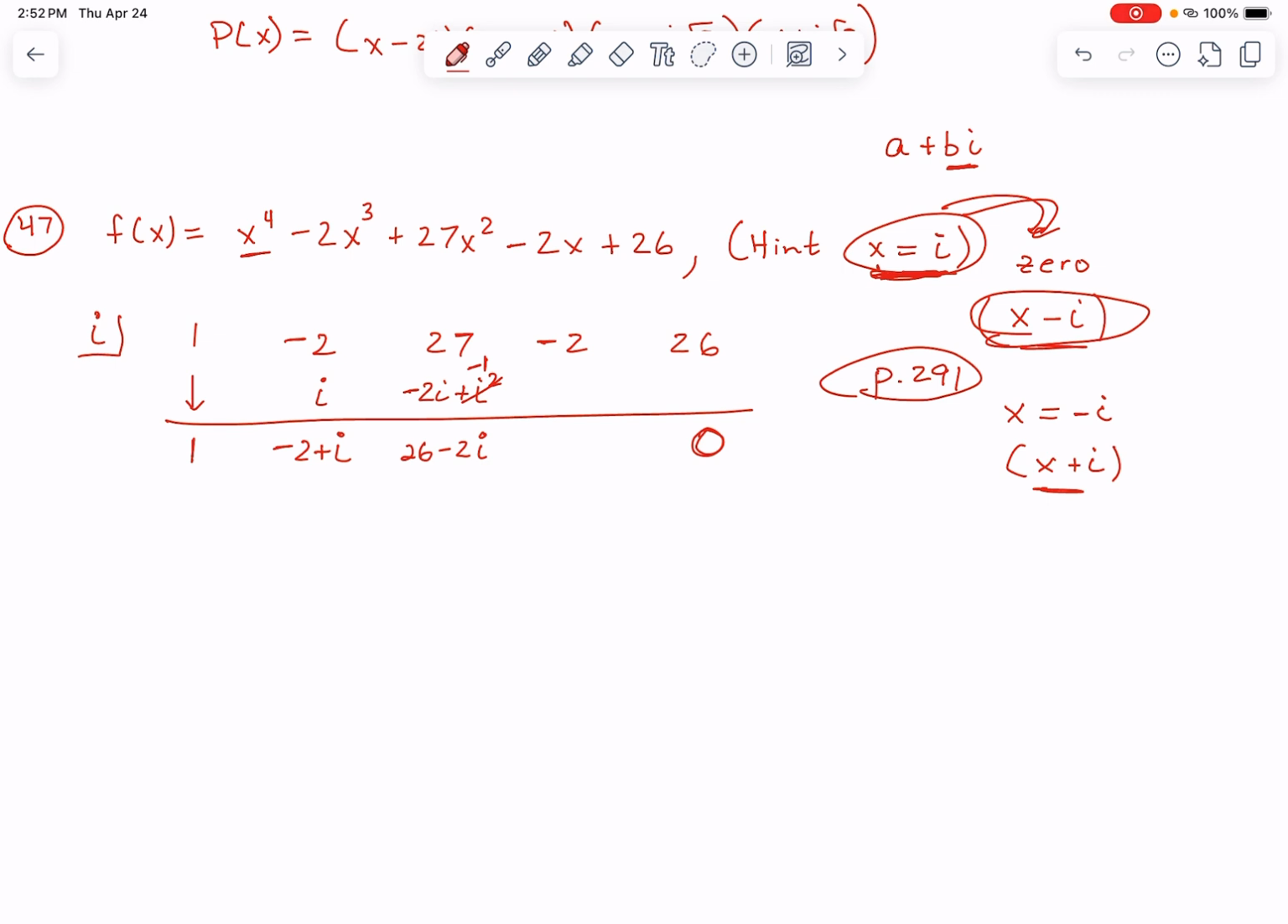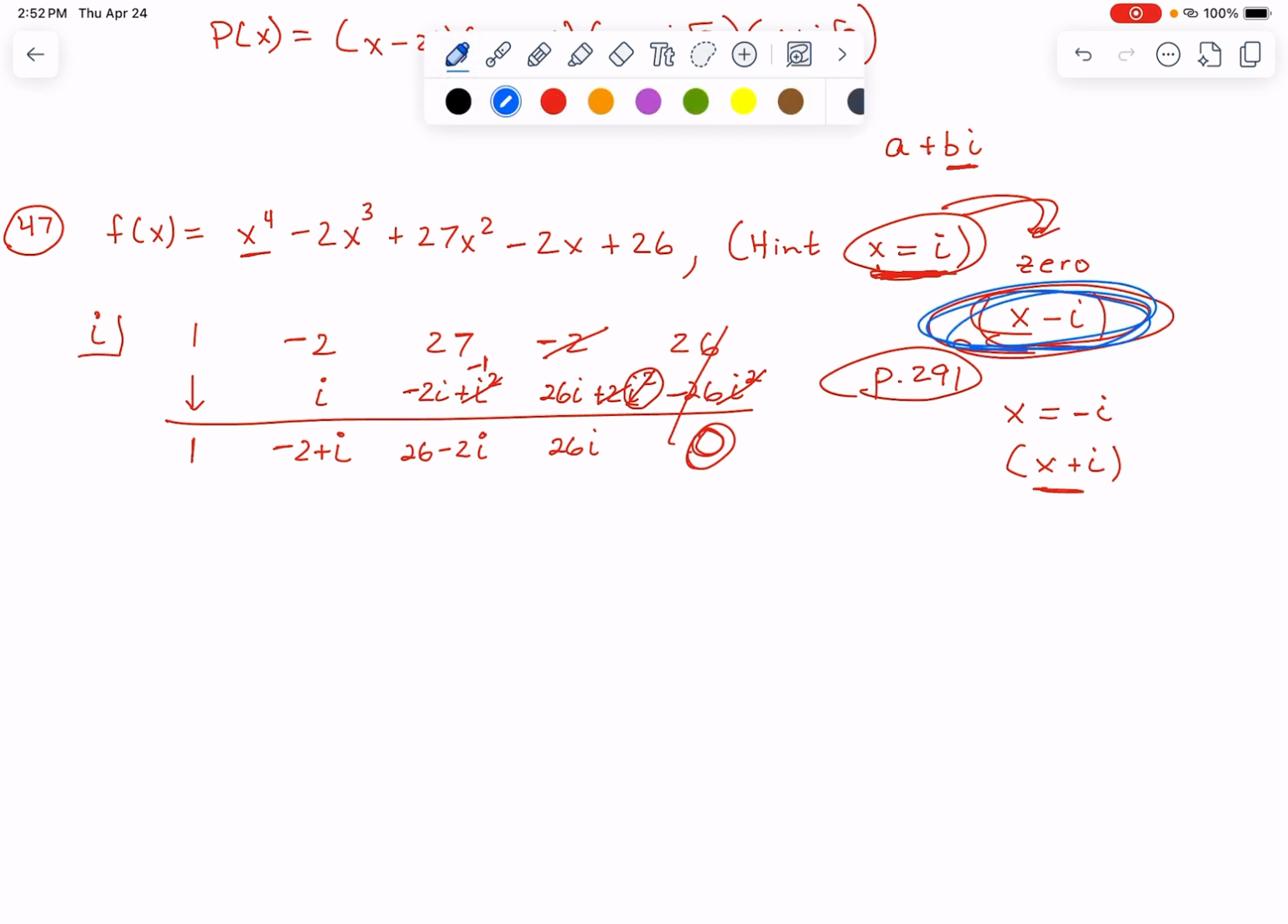Now I'm going to go 26 times i, which is 26i. Then negative 2i times i, which will be negative 2i squared. The i squared will change this and make it plus 2. So those 2's will cancel, and now I have a 26i. Now I take 26i times i, which gives me 26i squared. That's going to give me negative 26, which means it'll cancel, and I get my 0 remainder. That worked out. We did it better this time. So x minus i, here we go. I'm going to circle that over here. X minus i is one of the roots.